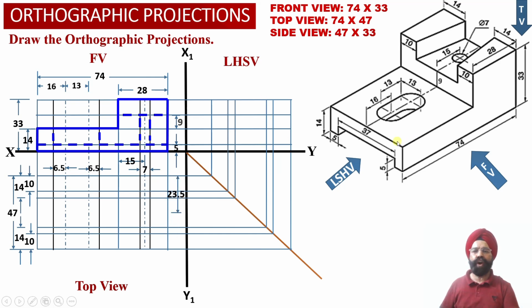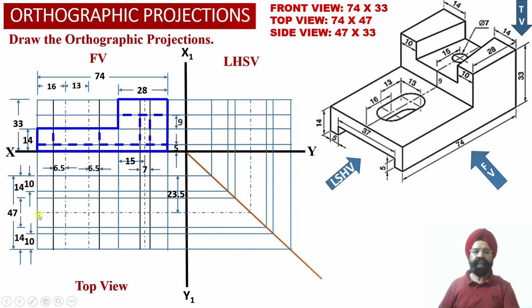Now next we have got this center line, so we can check the depth of the solid, it is equal to 47 millimeter, and this elongated semicircular hole and this circular hole, both are located centrally along the depth of the solid. So the total depth of the solid is 47 millimeter, at a distance of 23.5 millimeter from the rear surface.